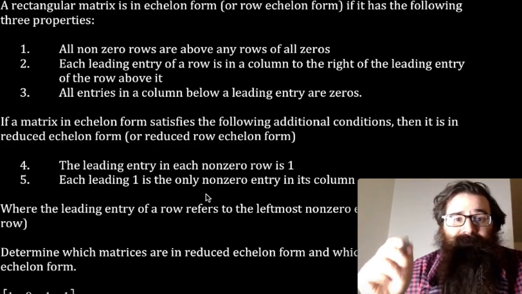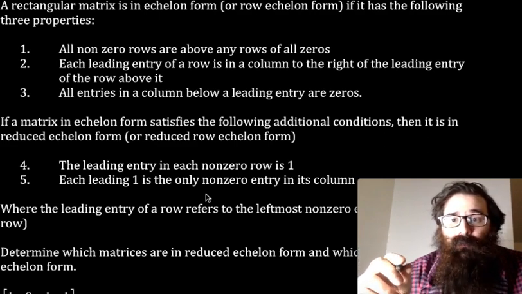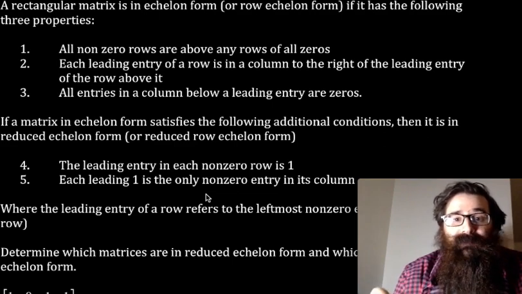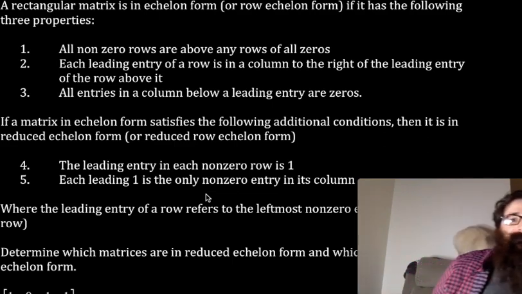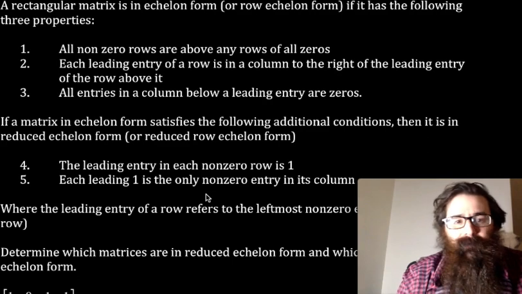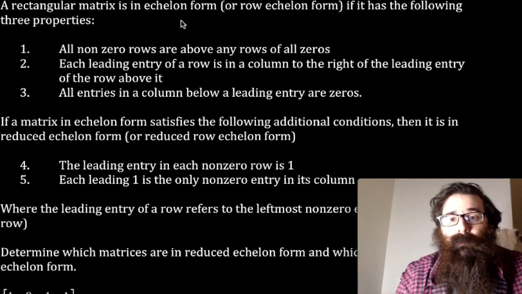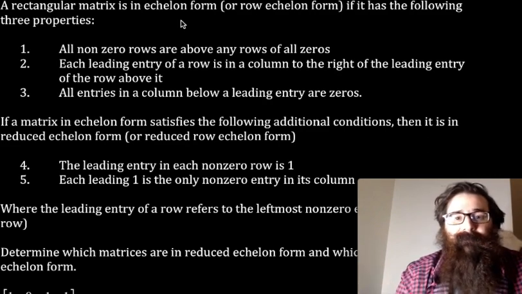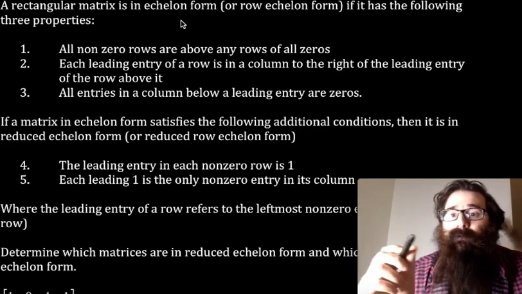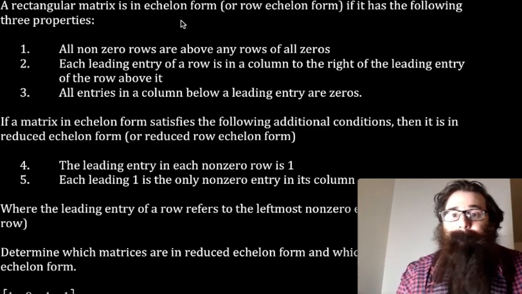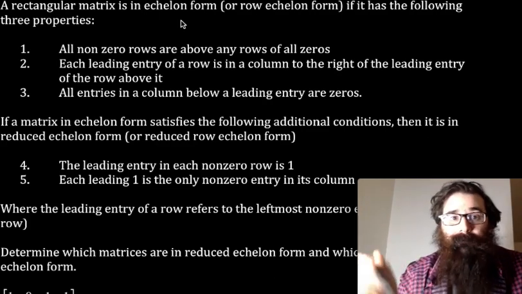We need the leading entry in each non-zero row to be a 1, and each leading one to be the only non-zero entry in its column. So that's what we're talking about here. Let me just go back through and recap on this. We have an echelon form, or row echelon form, but not fully reduced, if it has the following three properties. If you have a row of all zeros, they've got to be at the bottom. A row of all zeros, bring it to the bottom.